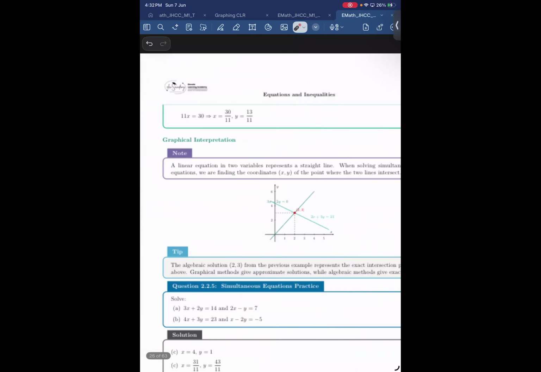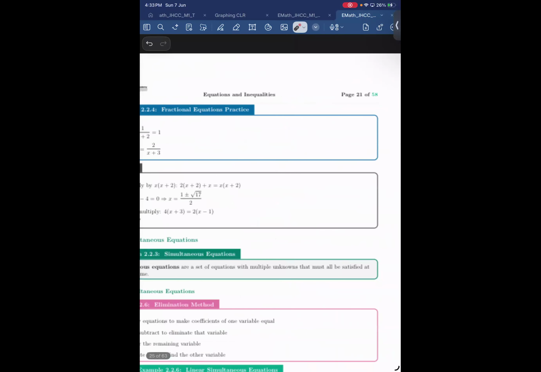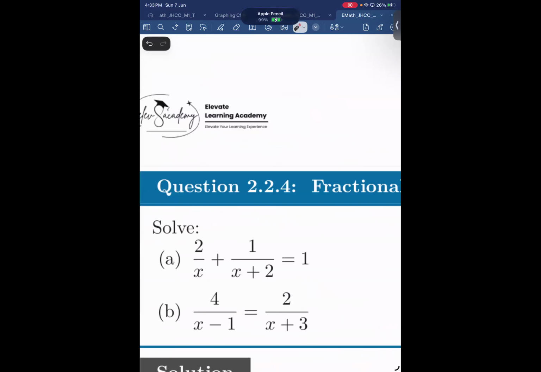Give this one, let's do part A. Settle it.